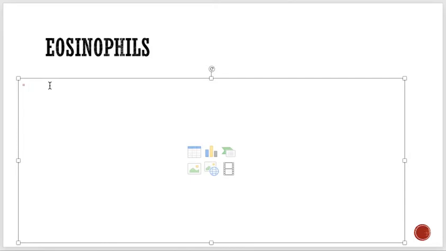Whenever there are too many eosinophils in the blood, I call it eosinophilia, which means the eosinophils are increased.